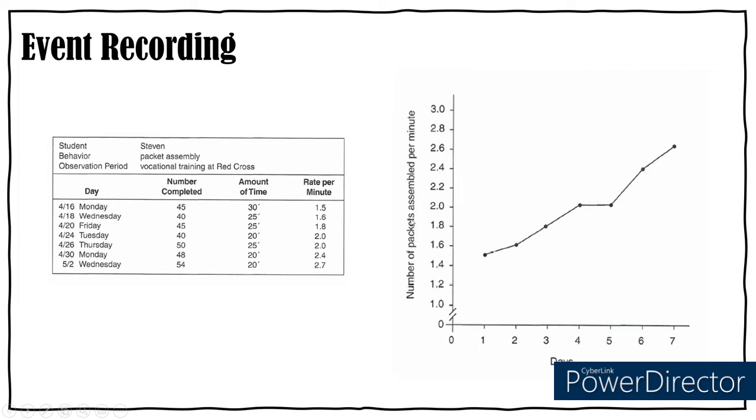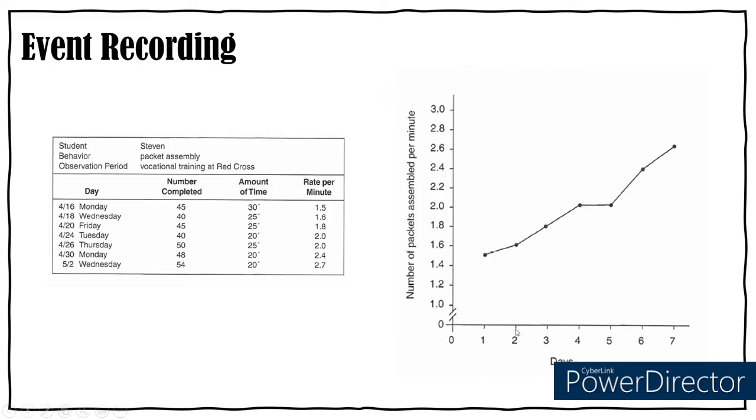Now, if you come to the graph section, days are on the x-axis and the number of packets assembled per minute is on the y-axis, and the line graph clearly indicates what the trend has been, how it is increasing. Moving forward to interval and time sampling recording.